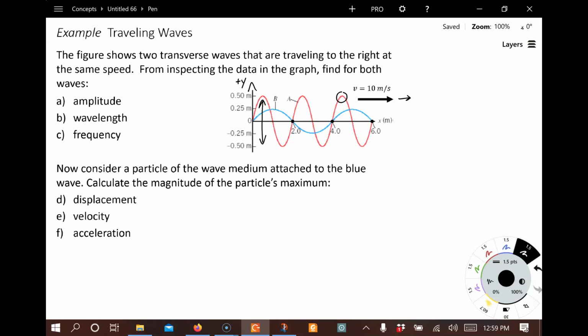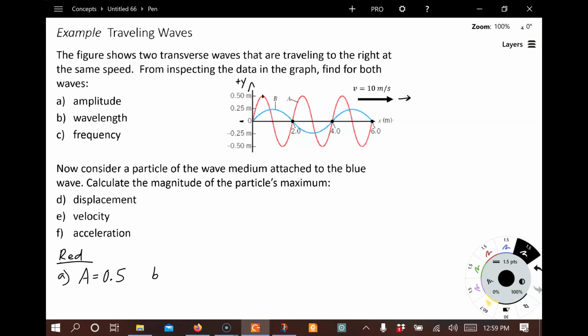So just by looking at these waves, let me start by doing the red wave first. So right down over here, red, and the amplitude. Well, the amplitude is the furthest that a segment of the medium ever gets from the origin. So here's the very highest that you ever get. Here is the 0 line, and so the amplitude for the red wave is going to be equal to 0.5 meters, just by inspection of the graph.